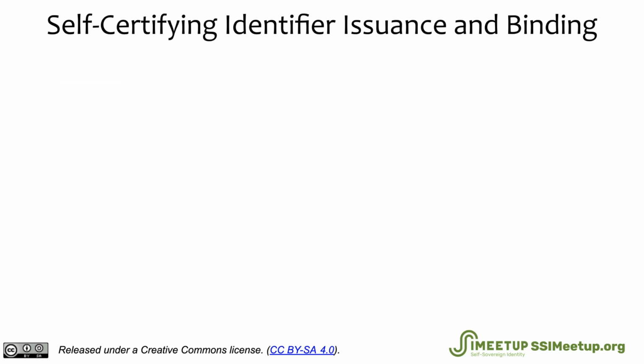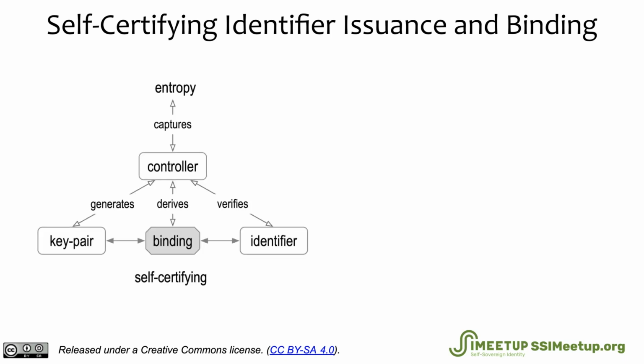So how we do that is we start with a root of trust that is truly decentralized, and that is a self-certifying identifier. So if I have a self-certifying identifier, this is what my issuance looks like. A controller, an entity, captures entropy, generates a key pair. The controller also derives the identifier from the key pair, which makes the binding between the key pair and the identifier strong. And that also makes the identifier self-certifying. So the controller becomes the certificate authority for its own identifier.